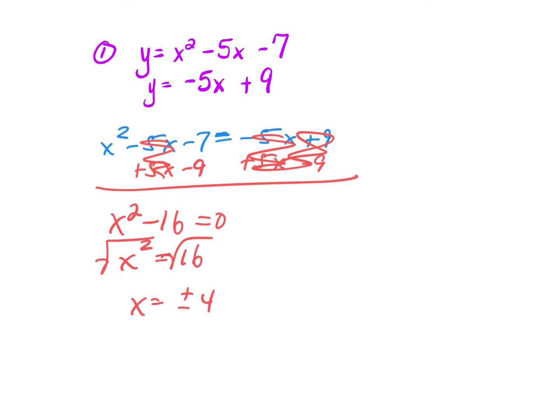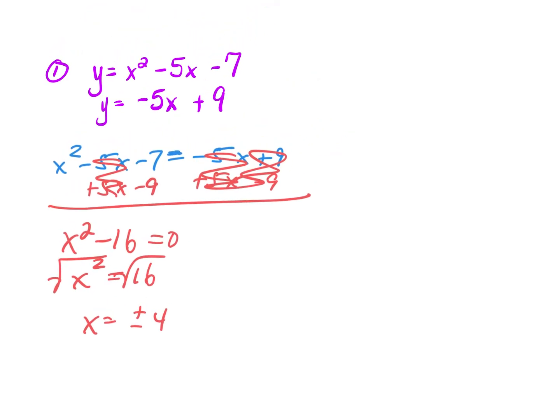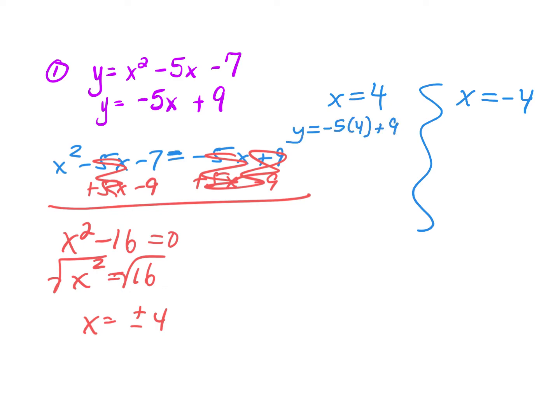So I'm going to have two x values that I'm going to plug into an equation. I have x equals 4 and x equals negative 4. Let's evaluate when x equals 4, and let's evaluate when x equals negative 4. I'm going to use the bottom equation to plug back in because that's a simpler equation. So we have negative 5 times 4 plus 9 equals y. So negative 20 plus 9, y equals negative 11. So my ordered pair would be when I plug in 4, I get out negative 11.